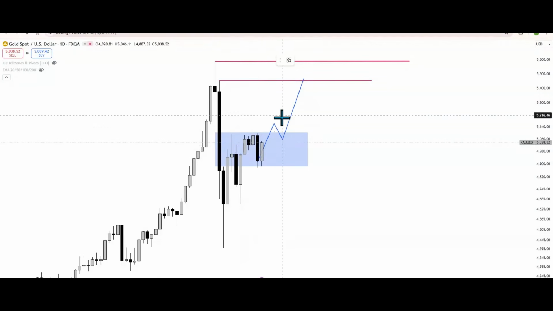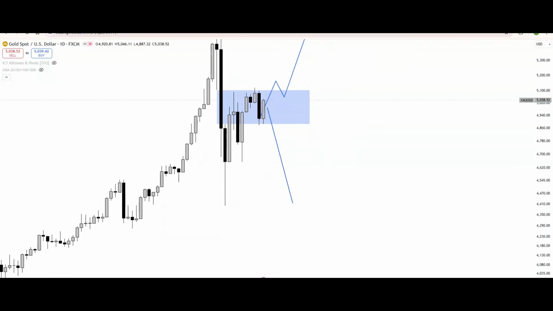However, if the market fails to invert this, then this can be used to push price lower. So if you're going to see lower moves or bearish moves for gold, then this sell side liquidity would be a nice low that the market can go for.